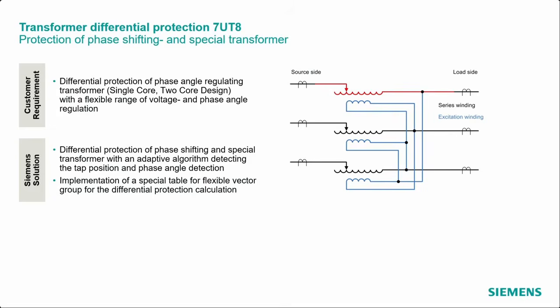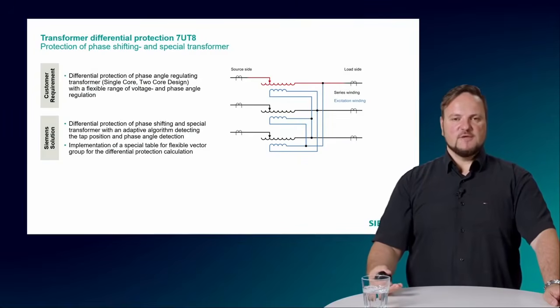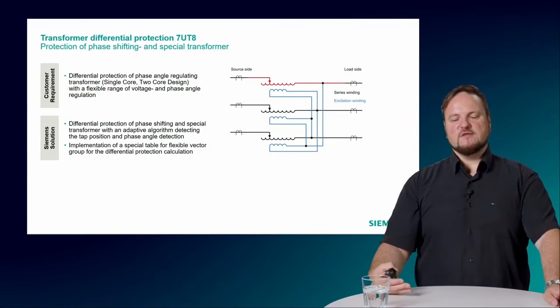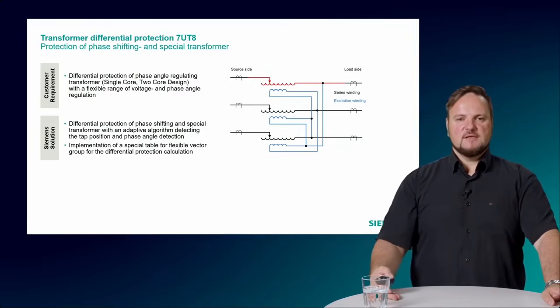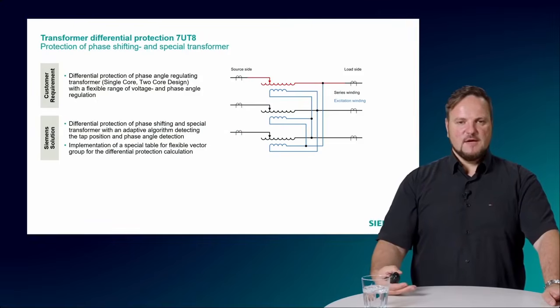Here on the right side, we see such a single core transformer. So that means for such a phase shifting single core transformer, we have the influence of the tap changer in the series winding. Therefore, there is an influence on the voltage and as well on the phase angle, and this needs to be corrected by the differential protection. So how do we do that? We do that by capturing the tap position, and if you instantiate the function block in the differential protection, then you can have 2 tables and you have to fill out the tables. One table is for voltage, the other table is for the phase angle.